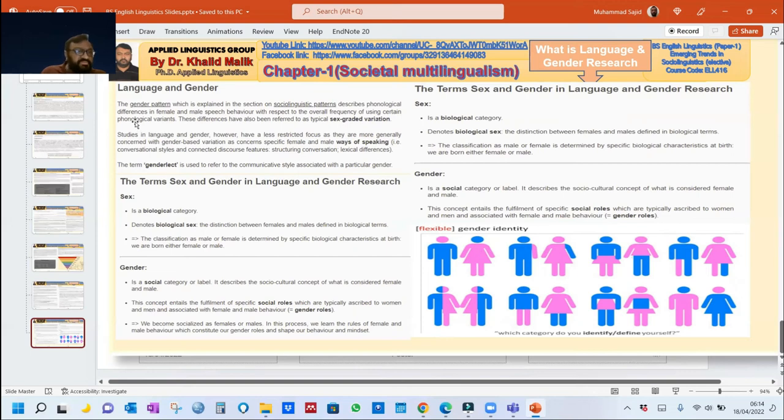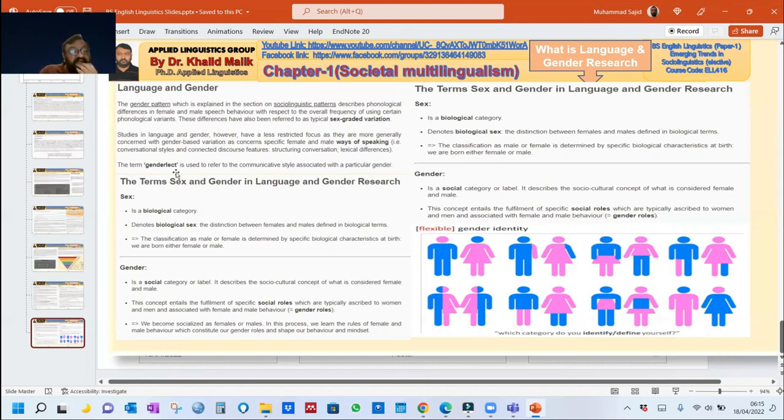So, language and gender. First, you have to understand the basic concept of what is language and gender. The gender pattern, which is explained in the section on sociolinguistic pattern, describes phonological differences in female and male speech behavior with respect to the overall frequency of using certain phonological variants. These differences have also been referred to as typical sex-graded variation. Studies in language and gender, however, have a less restricted focus as they are more generally concerned with gender-based variation as concerns specific female and male ways of speaking, conversational styles, and connected discourse features, structuring conversation, lexical differences, etc.